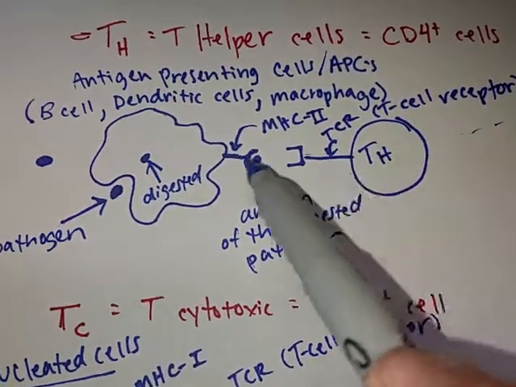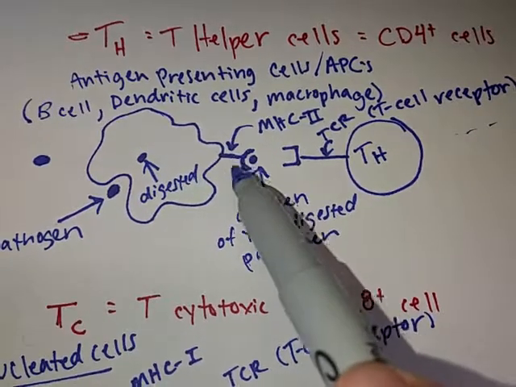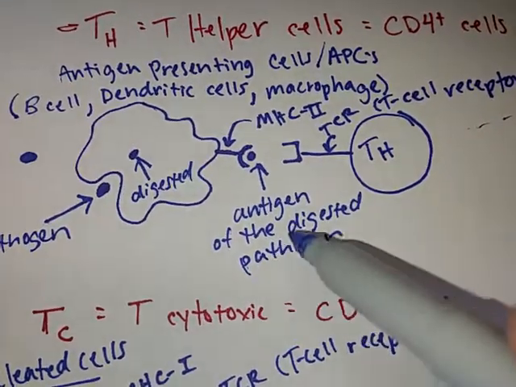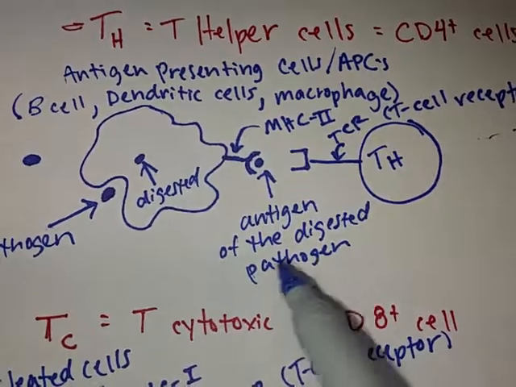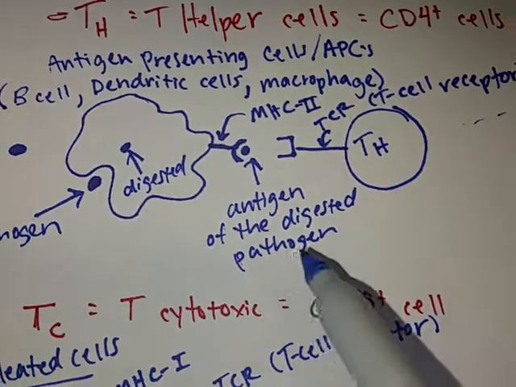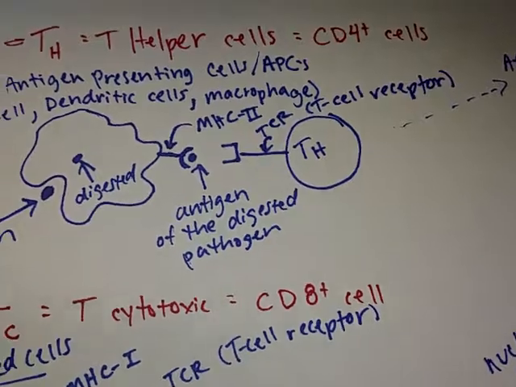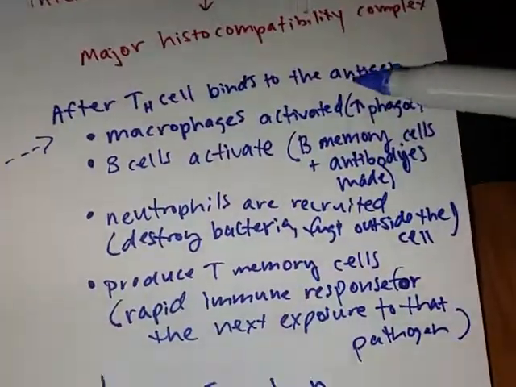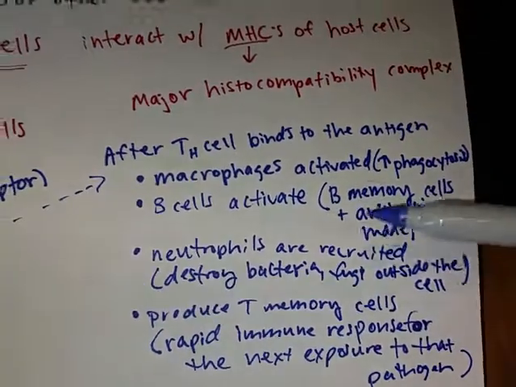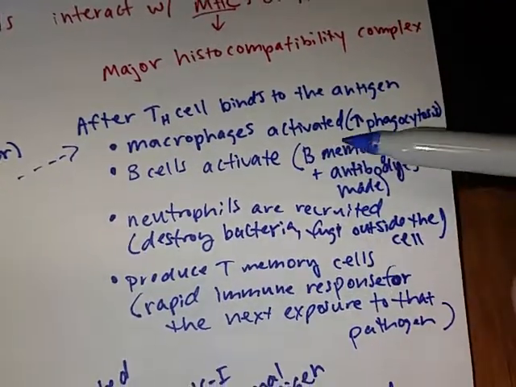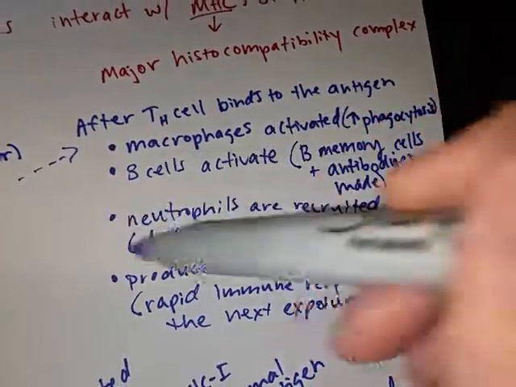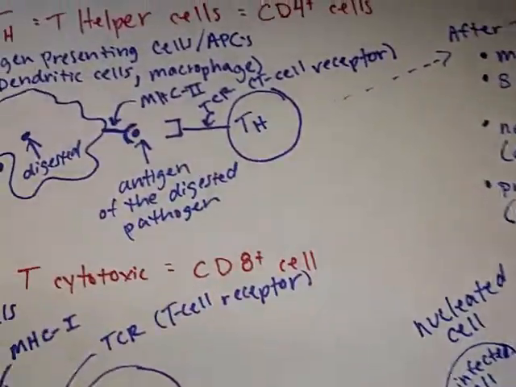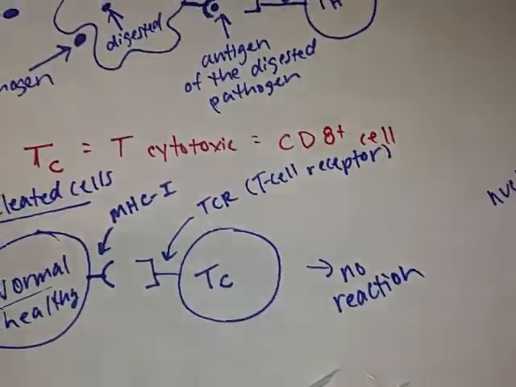So when the T helper cell interacts with MHC2, it's going to say, hey, there's this antigen present. We know there's a bad pathogen around here somewhere. So it yells for help. It calls for backup. It tattles on the pathogen. So you get all these other immune cells that come there. You get macrophages, B cells that become activated, neutrophils come to that site, and you get T memory cells that are produced. So T helper cells yell for help.